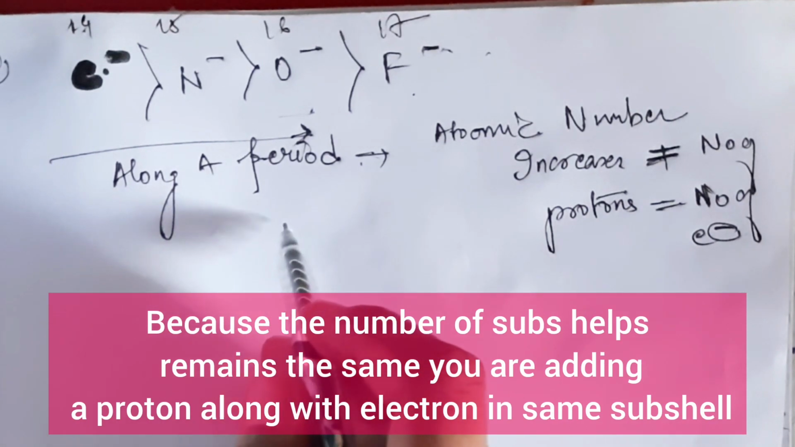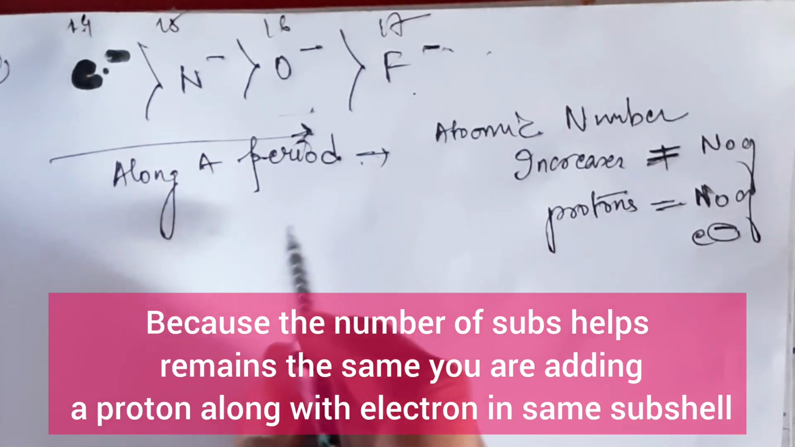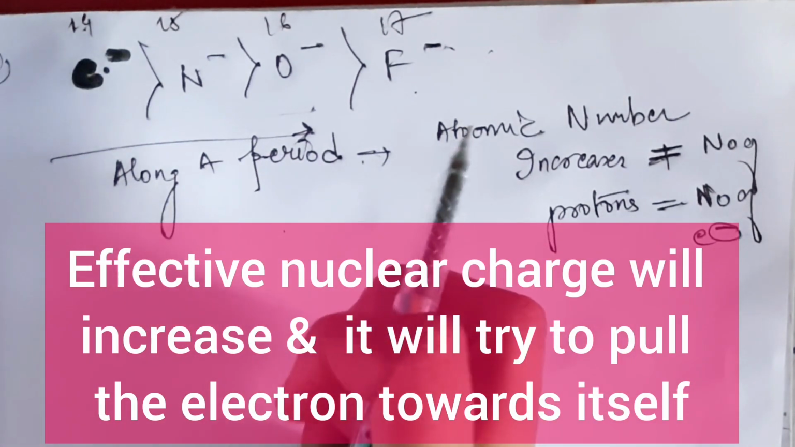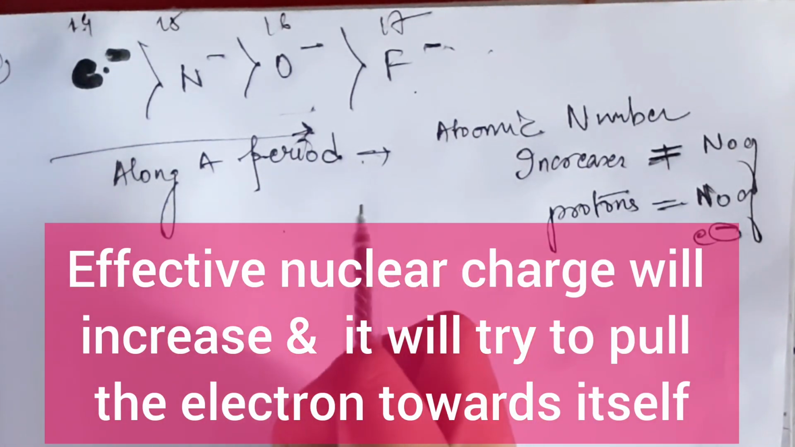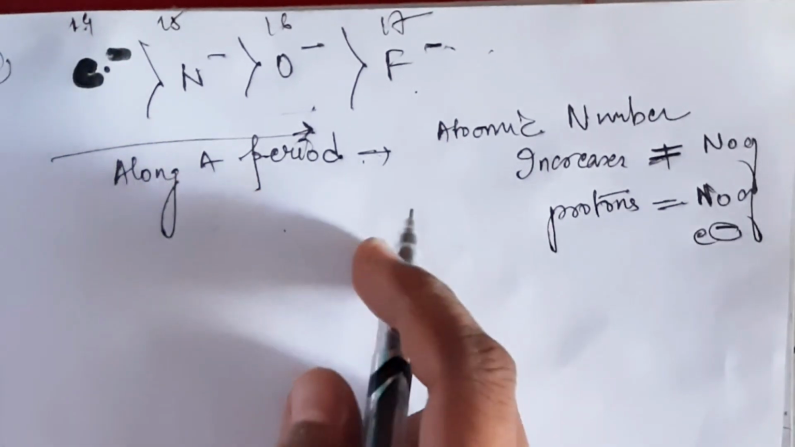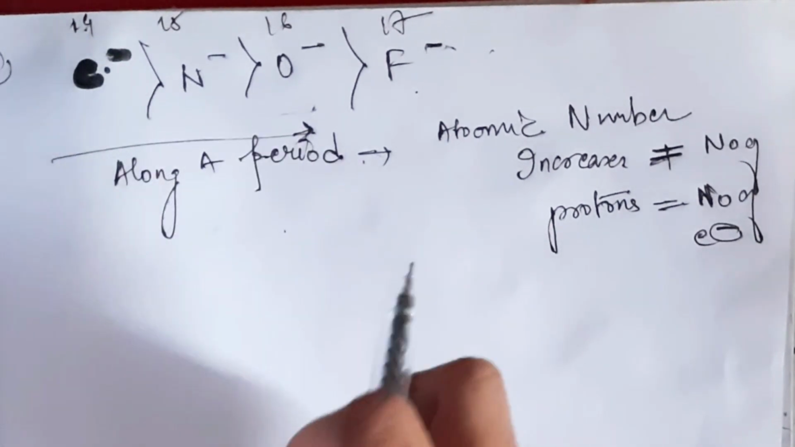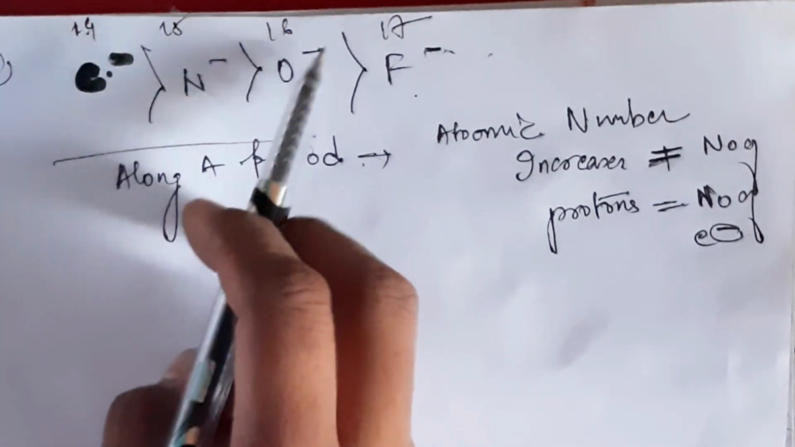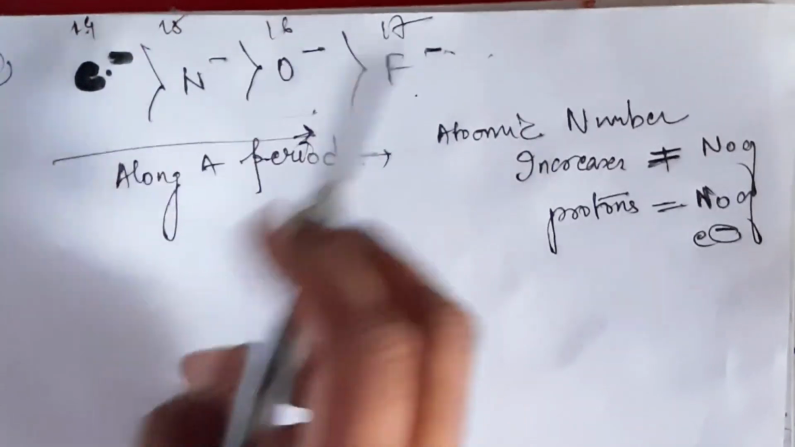The more protons you add, the effective nuclear charge will increase, and it will try to pull the electrons towards itself. It will not allow the negative charge to act as a nucleophile, rather it will pull it towards itself. Hence C minus is a good nucleophile, then N minus, then O minus, then F minus.